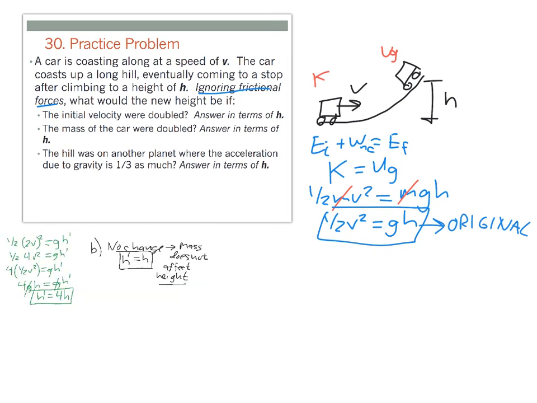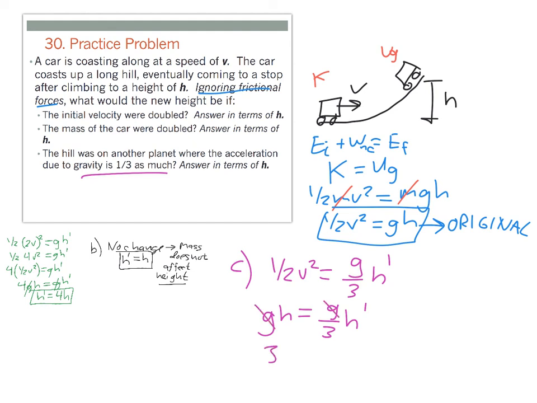For this last one here, we're going to change the acceleration due to gravity. So my new setup is going to be 1/2 v squared, that hasn't changed, equals g over 3 now, because it's 1/3 as much, times h prime. Okay, I see here that both of these are 1/2 mv squared, so I can just set them equal to each other. So I can say gh equals g over 3 times h prime. Those g's cancel out, and I can multiply both sides by 3 to find that my new height now would be 3 times that original height.